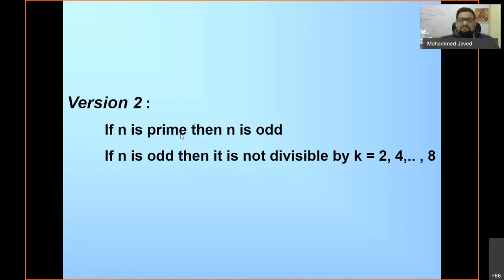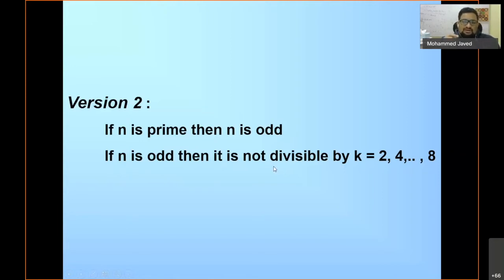If n is a prime number, then n is odd, right? We get the domain knowledge now. And if n is odd, then it should not be divisible by k equal to 2, 4, 6, 8, and so on. So it should not be divisible by even numbers. So this is the domain knowledge.